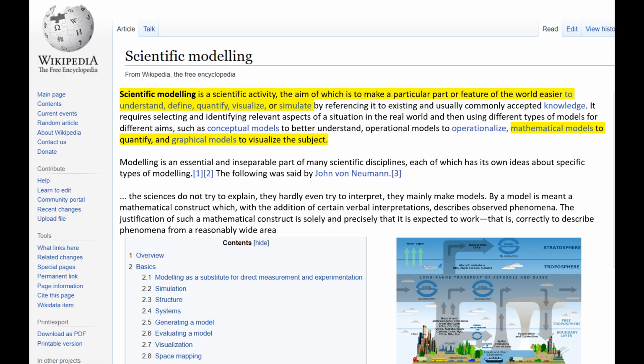Now, flat earthers are right. We do not live on a model, but we also don't live on words that we use to explain the world around us. And that's all a model is. It's an explanation. So scientific modeling is a scientific activity, the aim of which is to make a particular part or feature of the world easier to understand, define, quantify, visualize, or simulate. And down here, we can use mathematical models to quantify and graphical models to visualize the subject.